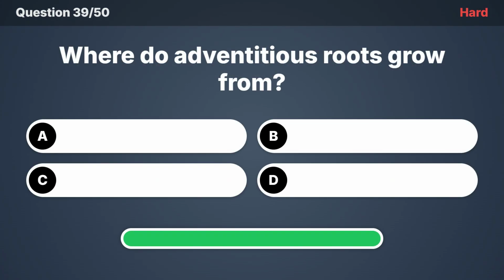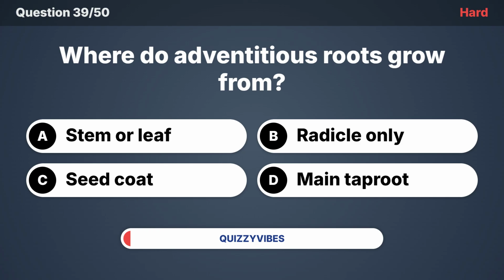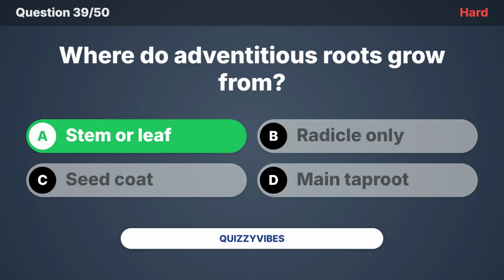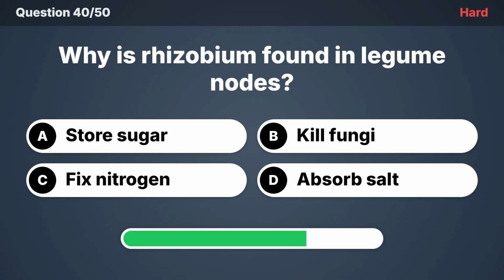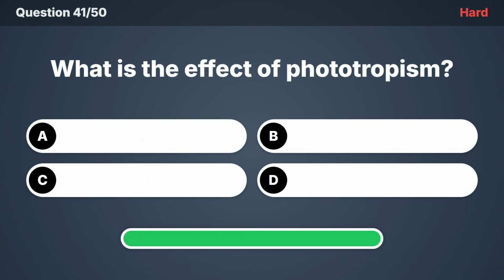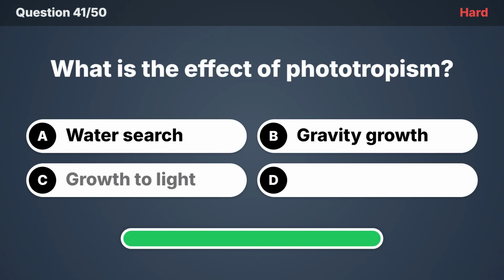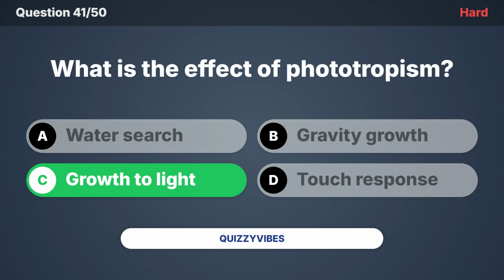Where do adventitious roots grow from? The correct choice is stem or leaf. Why is rhizobium found in legume nodes? Did you guess it? The answer is fixed nitrogen. What is the effect of phototropism? Did you guess it? The answer is growth to light.